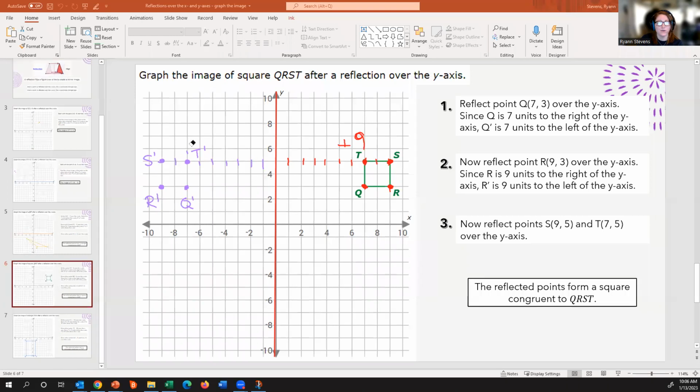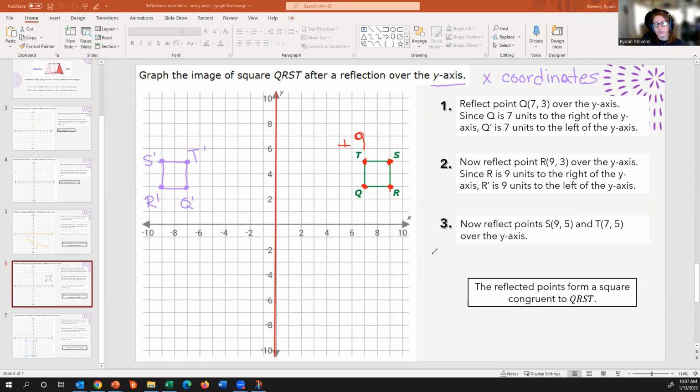And I'm going to erase all this so we can check our graph. I'll put this back here. And so once we've plotted all of those points, now we can see that we have this square. Looks identical to the pre-image that we started with. The only difference is now it's reflected. And again, with this y-axis, that means the x coordinates are going to change. So that's a really great way to check your answer as well.